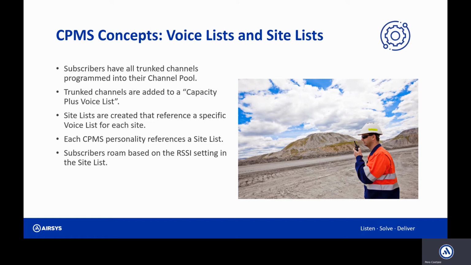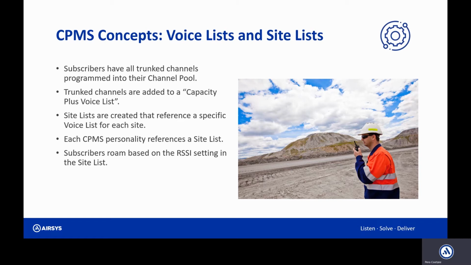So then let's look at voice lists and site lists. In capacity plus single site, we had the introduction of voice lists that the radios used to scan for available channels. Voice lists are also used in capacity plus multi-site, but now we also have site lists because we've got more than one site. So as before, subscribers will have all the trunk channels programmed into their channel pool. Trunk channels are added to the capacity plus voice list, which is the same as in a standalone capacity plus single site.